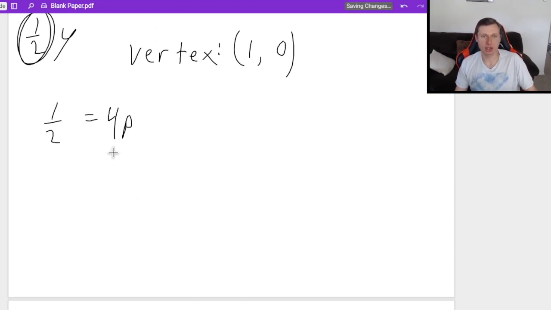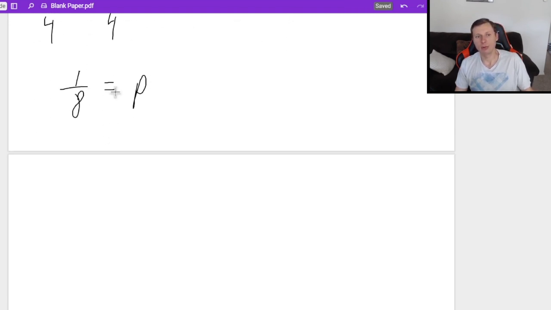That's how we find p. Maybe it was confusing in the earlier explanation. Maybe it makes more sense now. I hope it does. But 1/2 divided by 4 is 1/8. Hopefully you know how to divide complex fractions. If you cannot, the internet exists. I'm sure it can help you with that. So p equals 1/8.